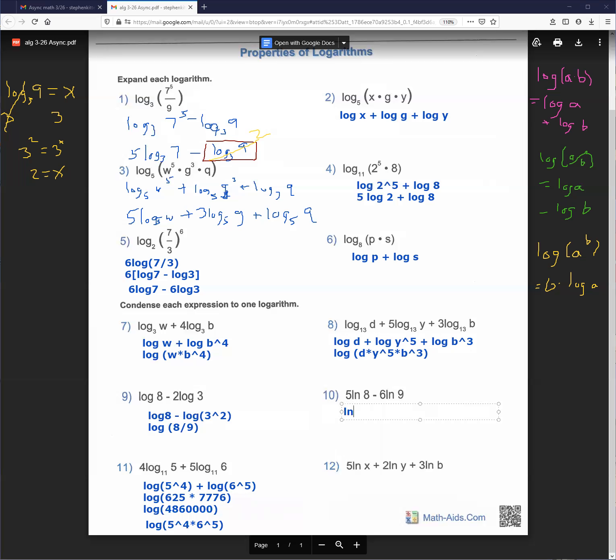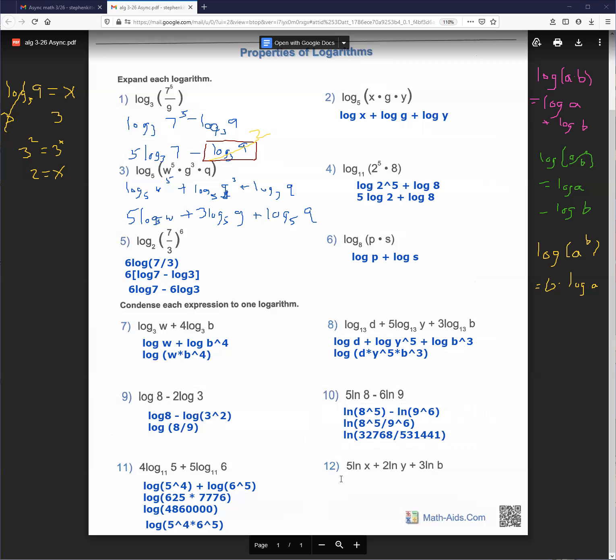So it's ln of 8 to the fifth minus ln of 9 to the sixth, which now we've got a difference on the outside of subtraction, so we're going to write that as a quotient. So 8 to the fifth divided by 9 to the sixth. And again, we probably should say what these numbers are equal to. So grabbing a calculator, because I'm sure not going to do 9 to the sixth in my head. We've got 32768 over 531441.